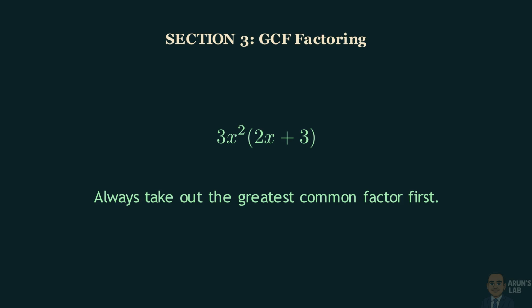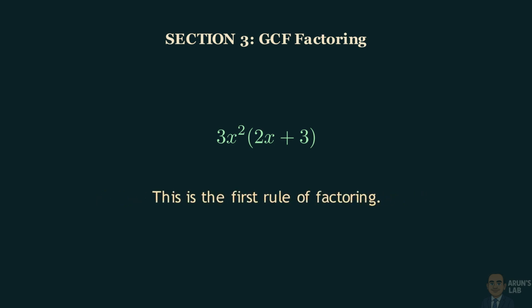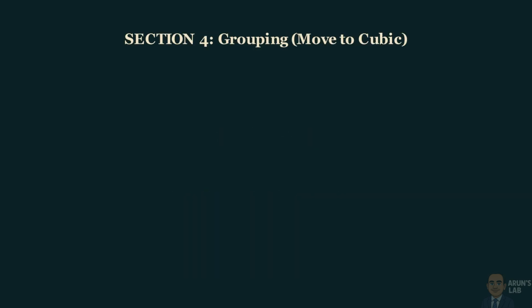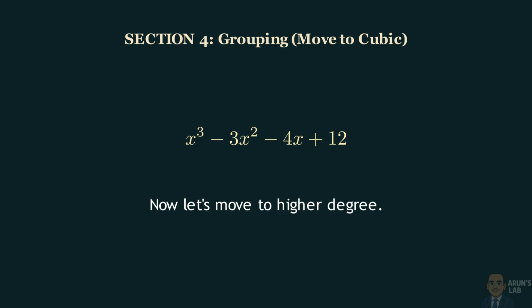This is the factored form. Always take out the greatest common factor first. This is the first rule of factoring. Now let's move to higher degree polynomials. See the example here: x^3 - 3x^2 - 4x + 12. When we see 4 terms, we try grouping.